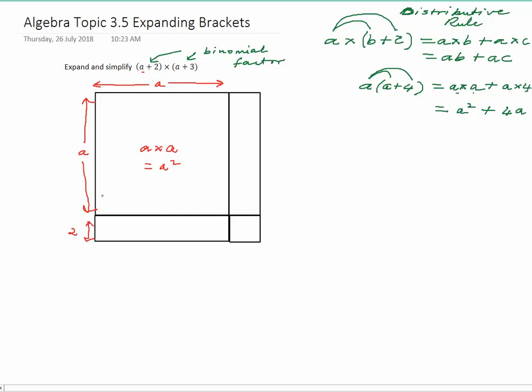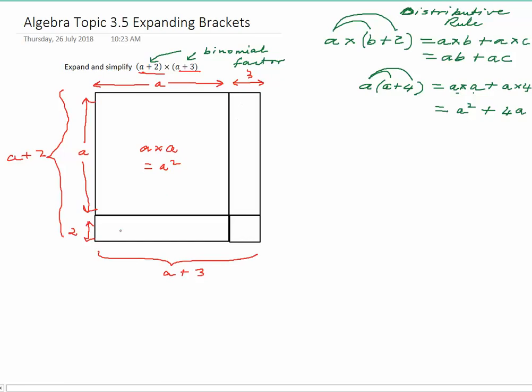I'm going to say this is 2. So this whole expression here, that side length there is A plus 2. And along here, I'm going to say this one is 3. So that's the second binomial factor. So this total length here you can write algebraically as a sum, A plus 3.